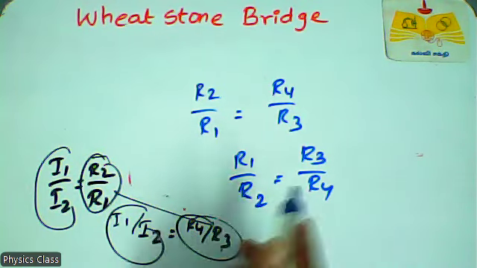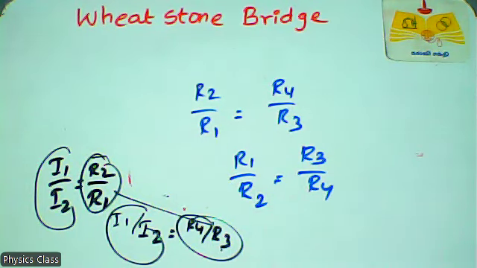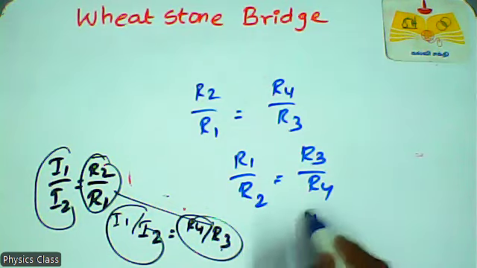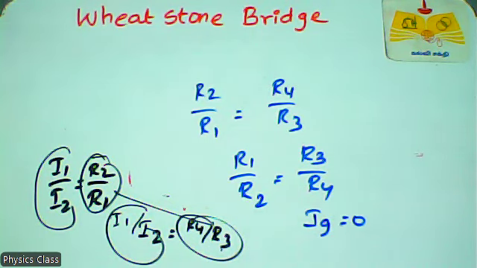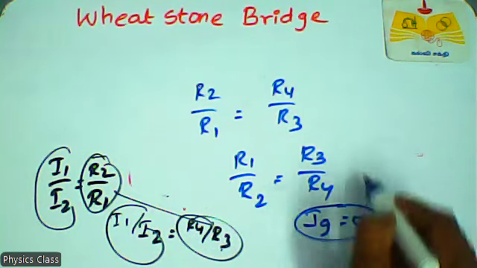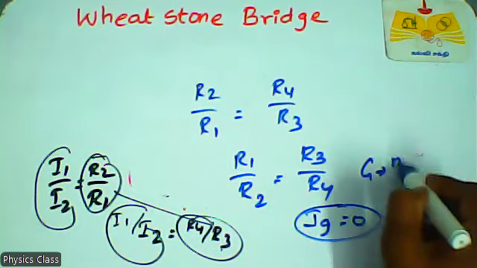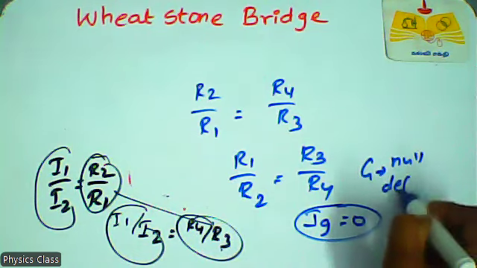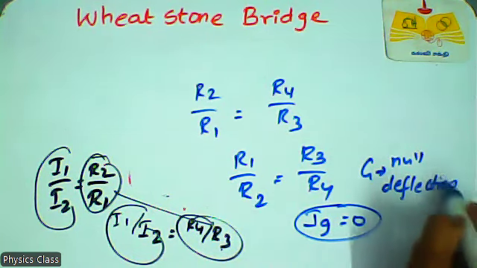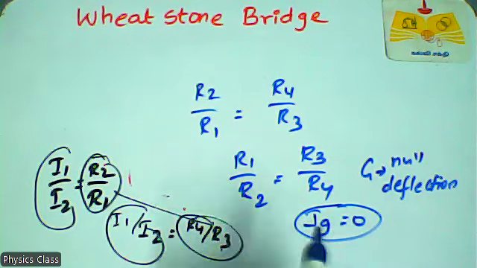This is the balance condition of the Wheatstone bridge to make Ig equal to 0. This is the condition for bridge balance. Only under this condition does the galvanometer show null deflection. Null deflection happens when Ig is equal to 0.